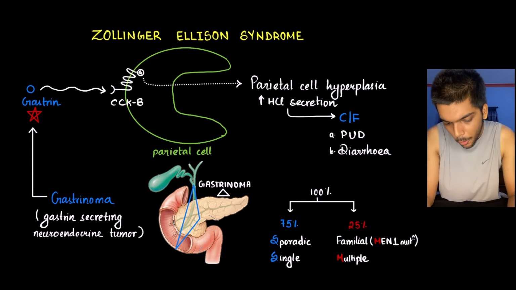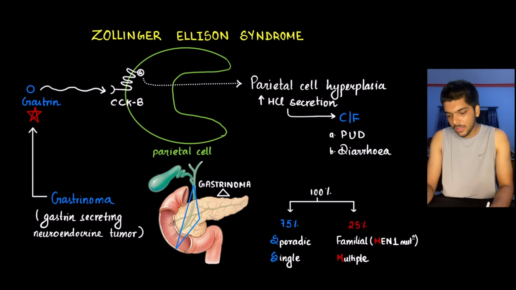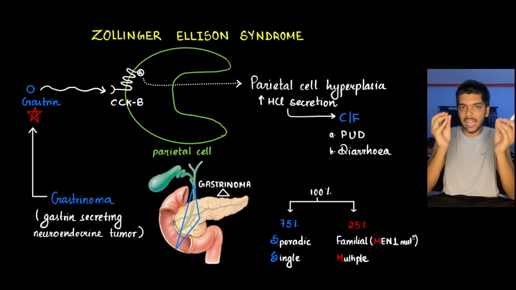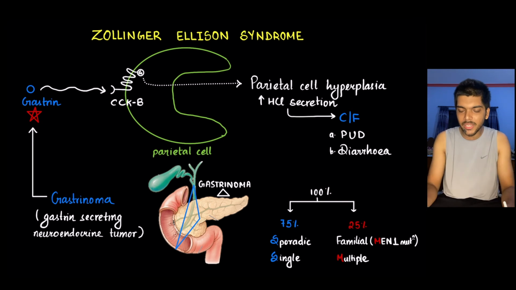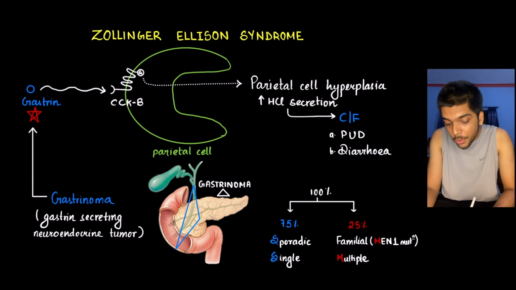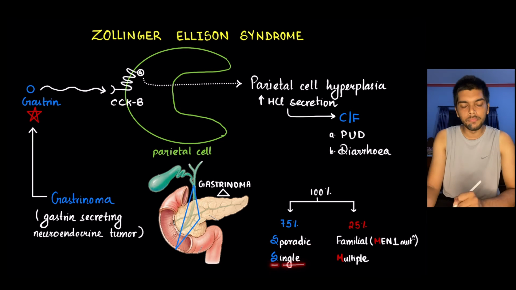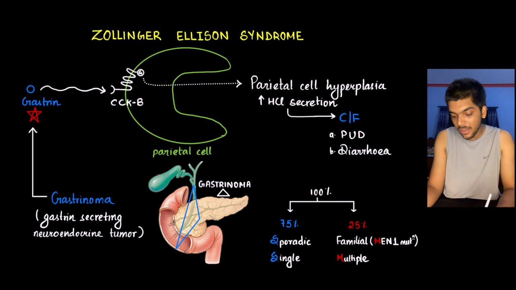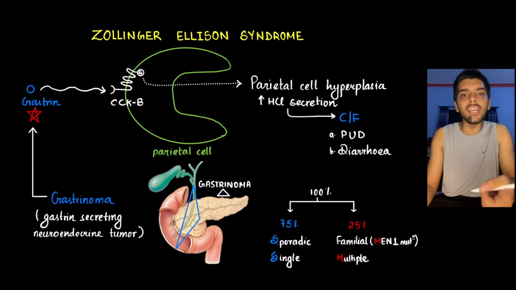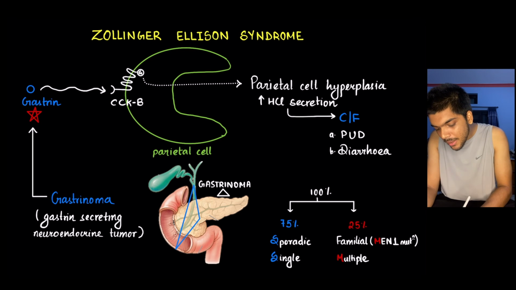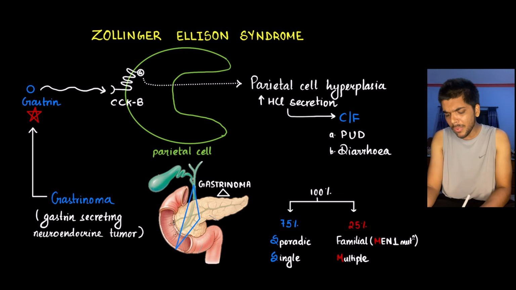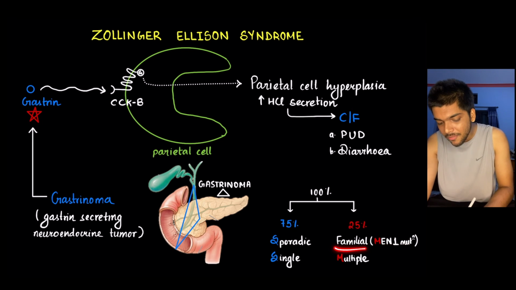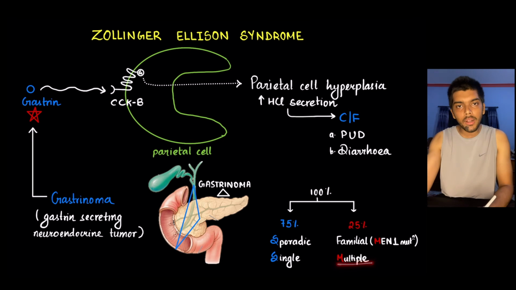Okay. Now, more about the tumor gastrinoma. Let's say 100% of the gastrinoma cases are presented to you. Out of 100% of the cases, 75% are going to be sporadic and single. The remaining 25% is most probably going to be familial, that is associated with a genetic mutation, and the genetic mutation is MEN1 mutation. Multiple endocrine neoplasia 1 mutation, quite easy to remember. See, MEN1 mutation resulting in familial gastrinoma will result in multiple tumors, right?